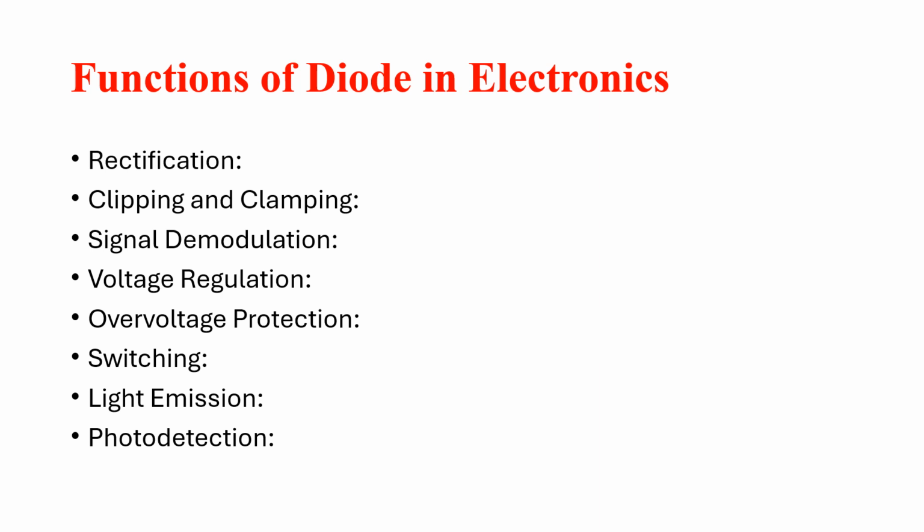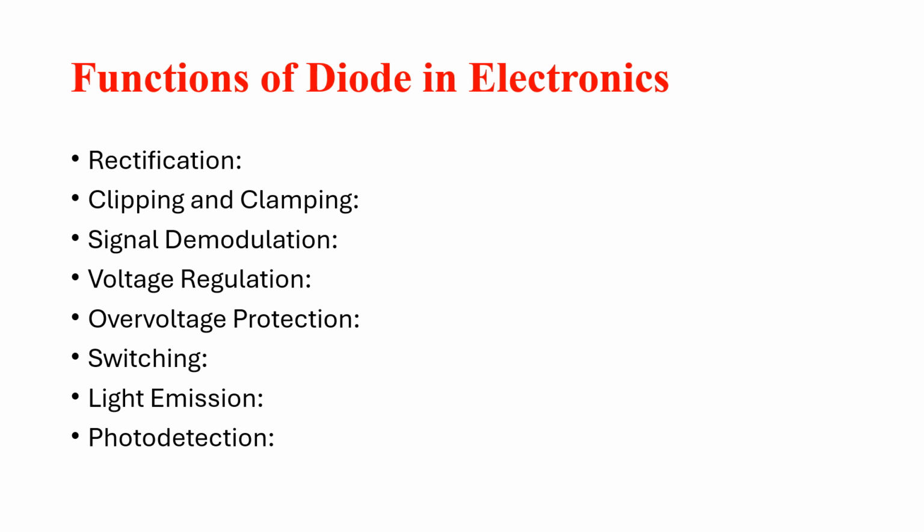Light emission is another application of the diode, specifically the light emitting diode. A light emitting diode basically emits photons as light when current flows through it. They are widely used in displays, indicators, and many lighting applications.